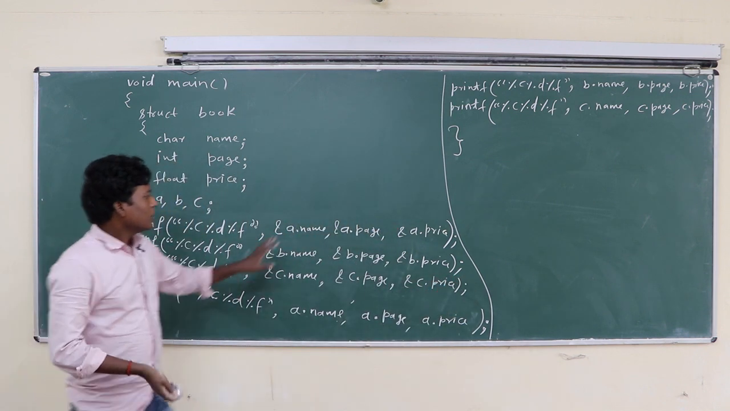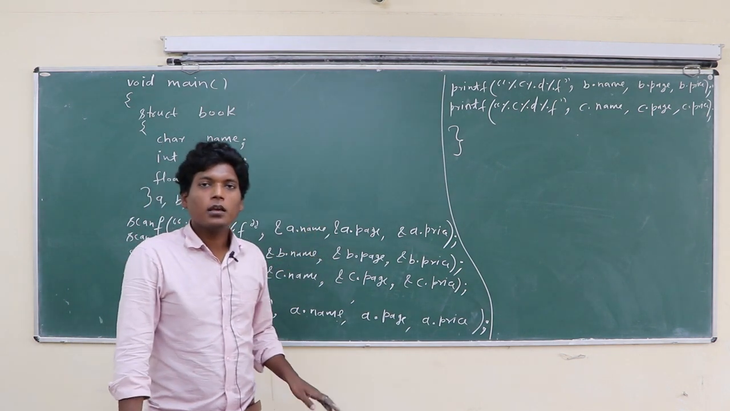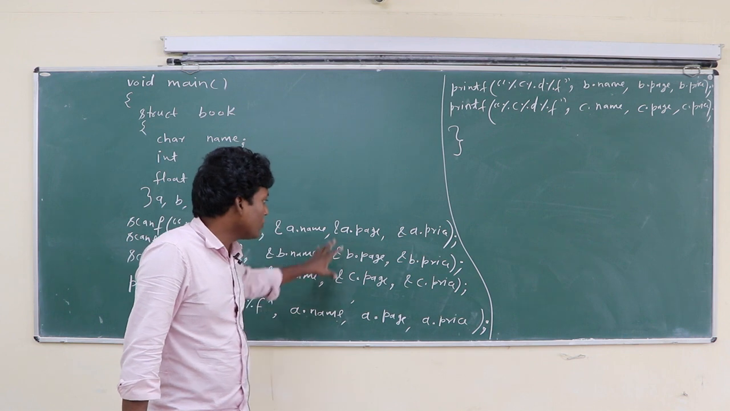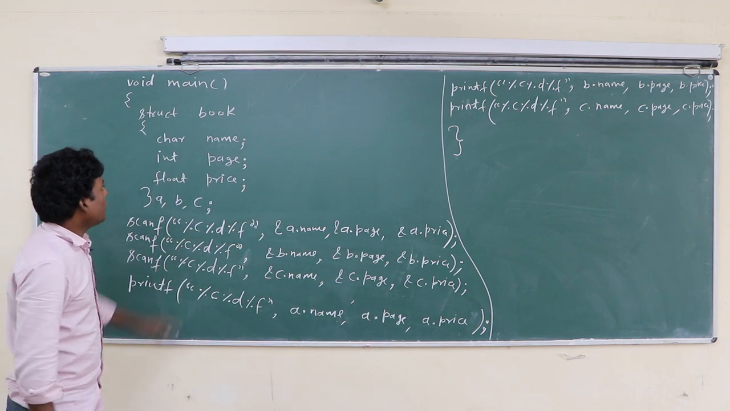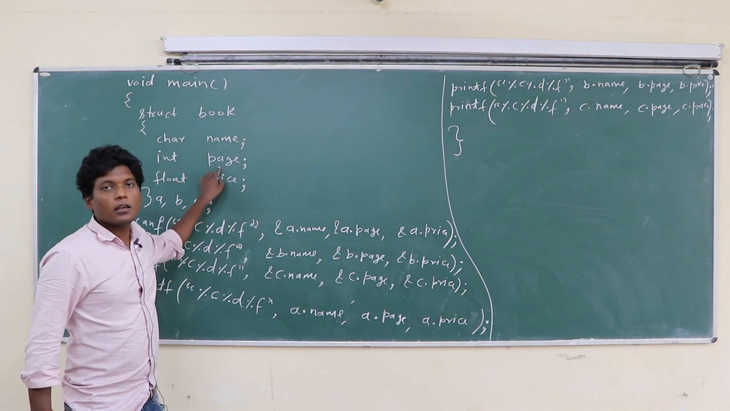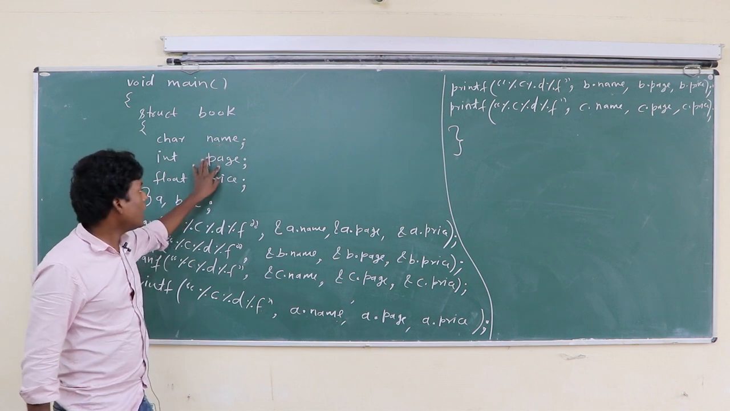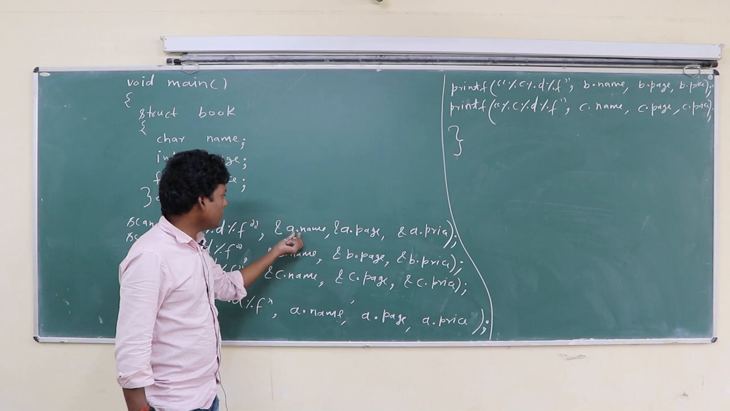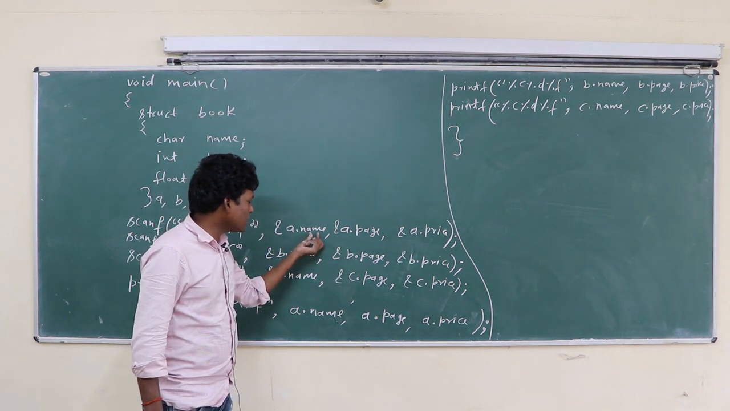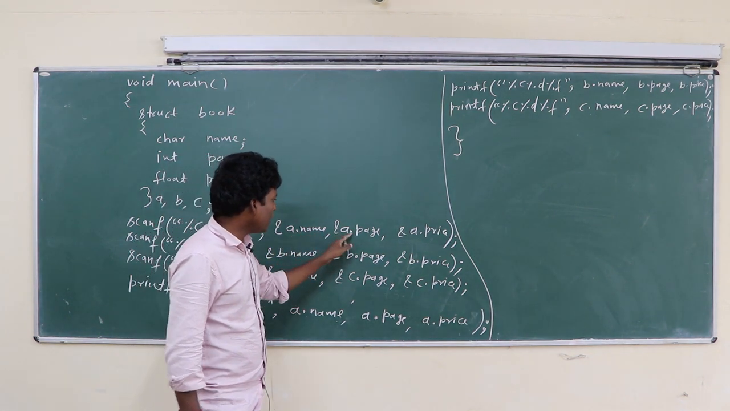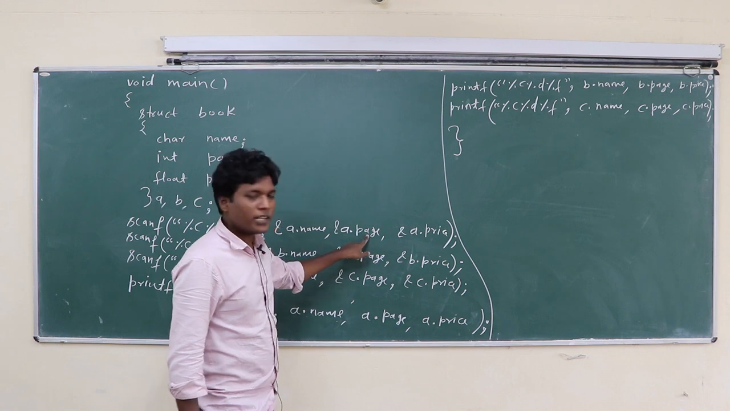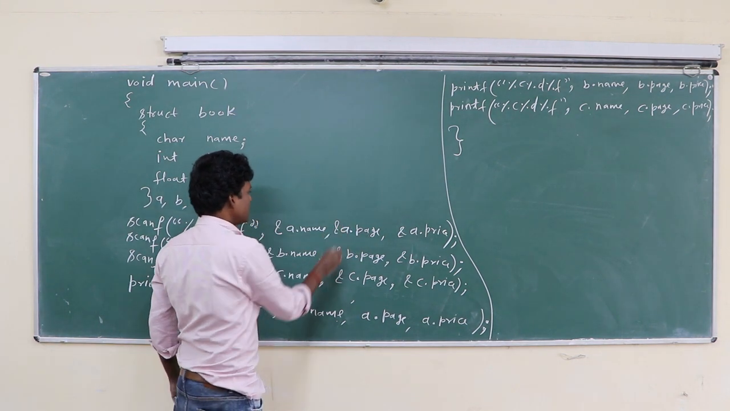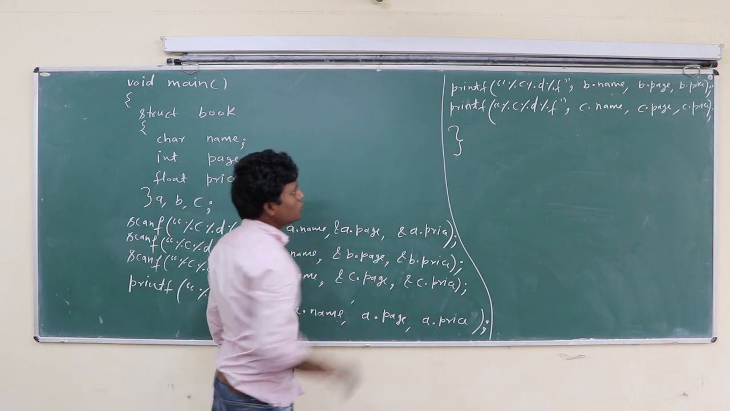Class, in the previous program we took the input through initialization. Here we take input through the scanf function, and structure members are accessed by the dot operator: variable name, dot operator, then structure member. Okay, and in scanf we use ampersand, but in printf we do not use ampersand.